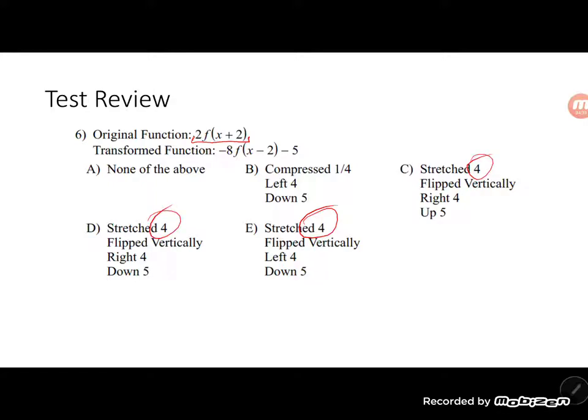Okay, so that's good. And now I also notice that this started off positive and it turned negative. So that means I also had to multiply it by a negative somewhere. And I should know that multiplying by a negative is going to flip things vertically. Okay, so I still have these three answers which are in the running to be correct.